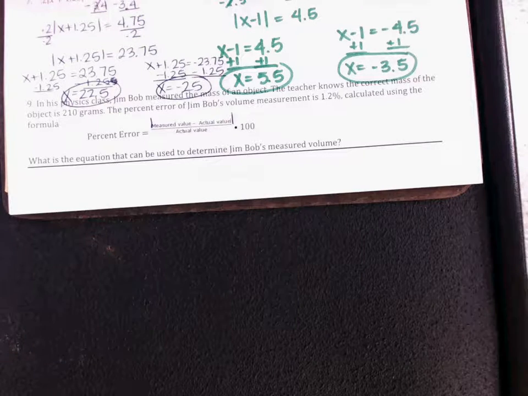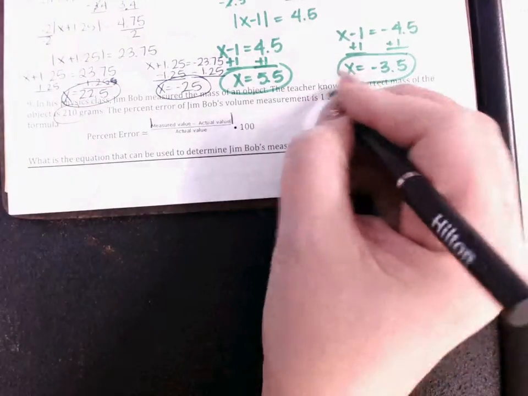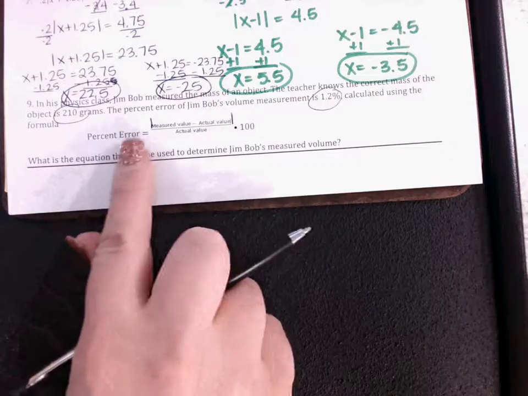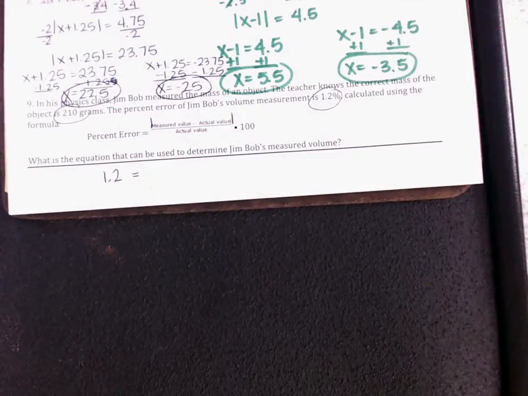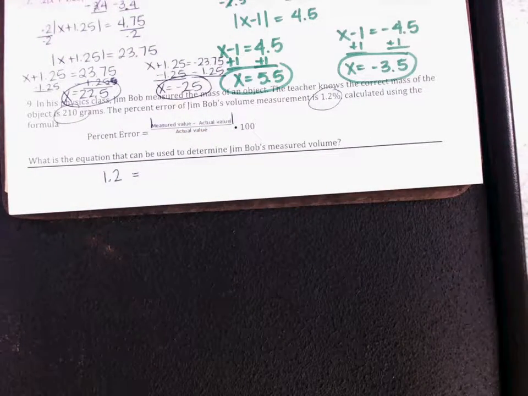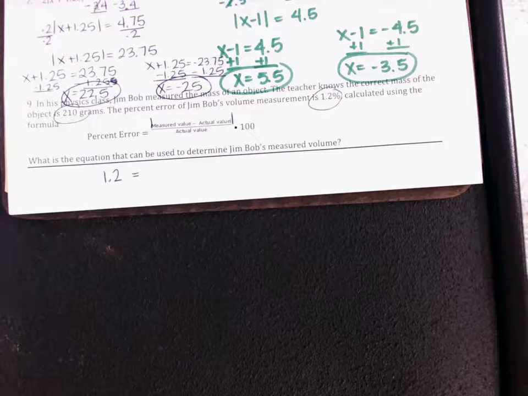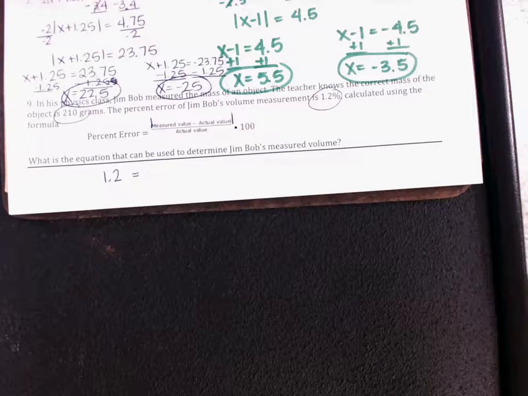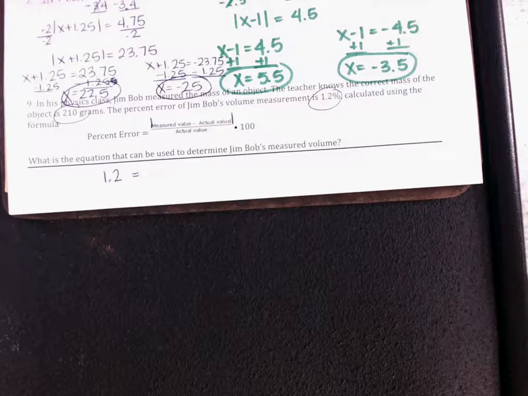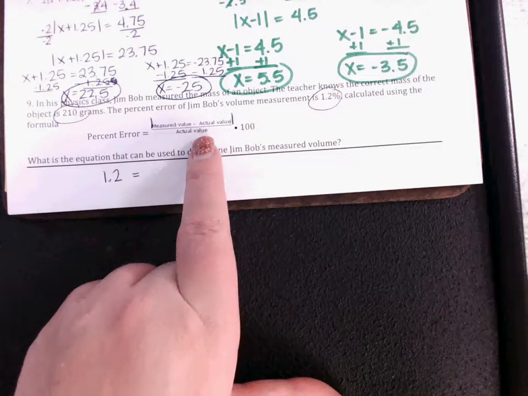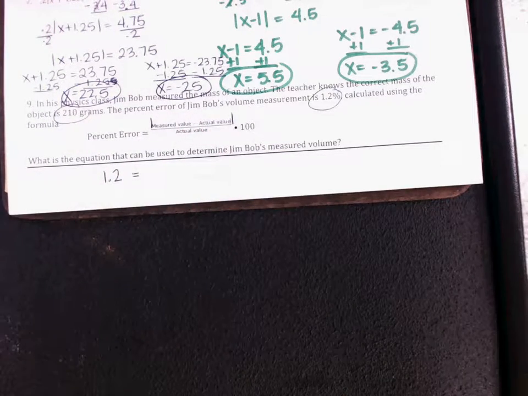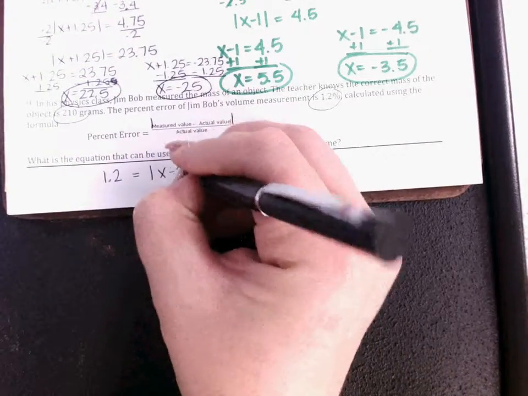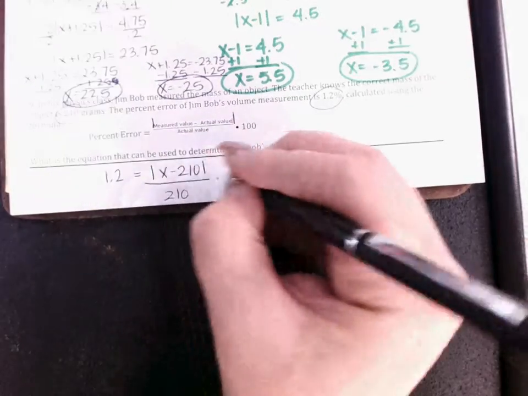So, the percent error, look at the numbers they gave you. Which of those is the percent error? The 210 or the 1.2? The 1.2, so I would put 1.2 equals. And then they said that the correct mass is 210. Would I put that in the measured value or the actual value? If that's the correct mass. Actual value. So you'd put the 210 here and here. In the measured value, since I don't know what it is, what could I put? X. So it'd be the absolute value of x minus 210 over 210 times 100.